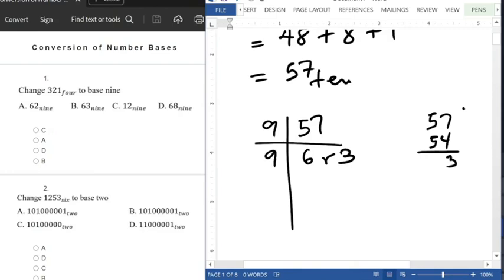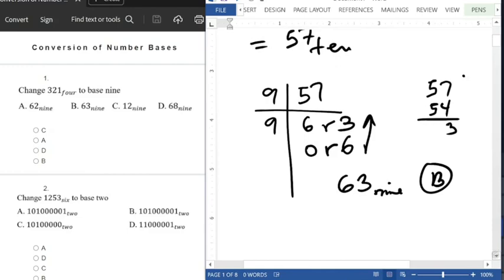So 9 into 6 is 0, and it still remains 6. So the answer will then be 63, base 9. That is option B. I hope that is very clear.